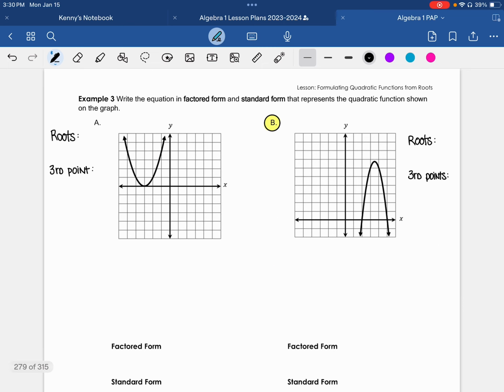All right, let's try this together one more time with the graph of the function we're given in example 3a, and then try 3b on your own. I went around and checked them. I'm going to put the answers for the factored form and the standard form on there to see if you can get the problem correct.